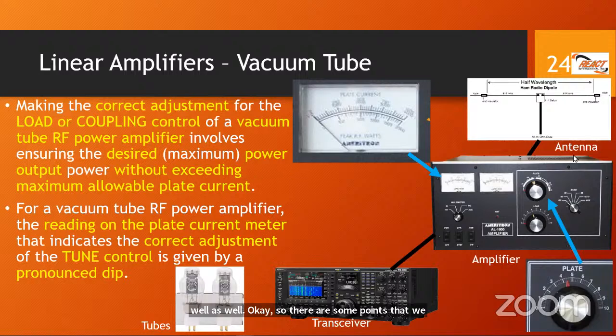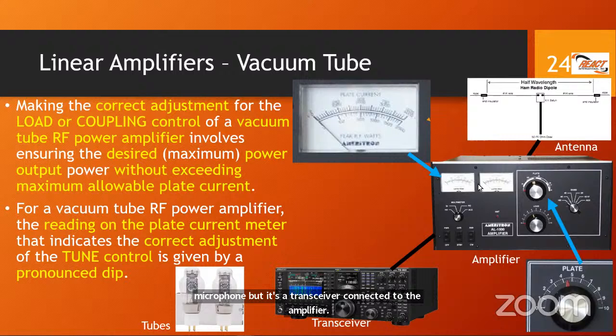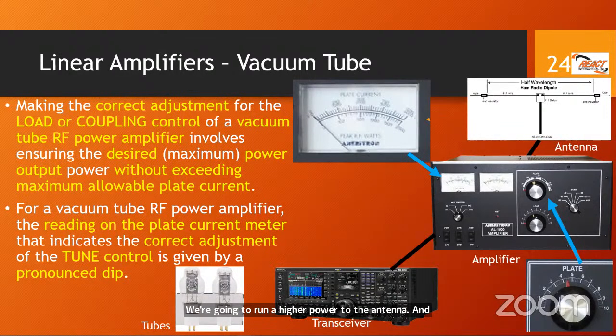Okay, so there are some points that we need to know for the exam in respect of our tube amplifiers. So this is our amplifier here, and it sits between our radio or transceiver and the antenna. We may have other things like antenna tuners and SWR meters and so on. But for simplicity, we're just showing our transceiver connected to the amplifier because we want to run a higher power to the antenna. And we've just had an exploded view of this meter here. It says plate current. And then there's this knob here that says plate. That is, of course, a dial that you can turn left or right. So this is an adjustment that we're making. And this is a meter. The needle position is something that we'll be interested in when we are tuning up this amplifier.